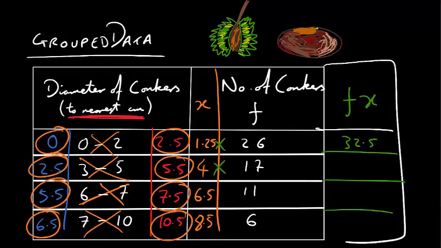4 times 17 comes out as 68. Okay. Then I've got 6.5 times 11. So that comes out as 71.5. And then I've got 8.5 times 6. So 8.5 times 6 comes out as 51.